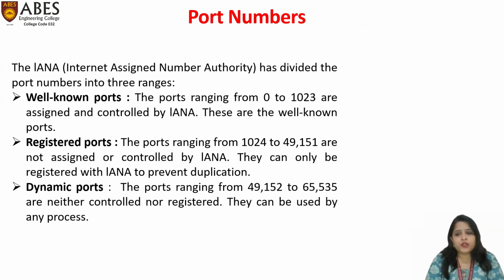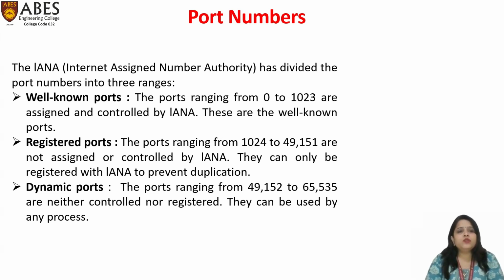Now, port number. What is a port number? At the transport layer, we use the TCP and UDP protocols. The range of port numbers varies from 0 to 65535, because here we use a 16-bit port number. So the maximum port number is 2 raised to the power 16, that is 65535.